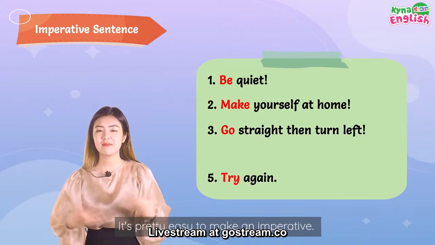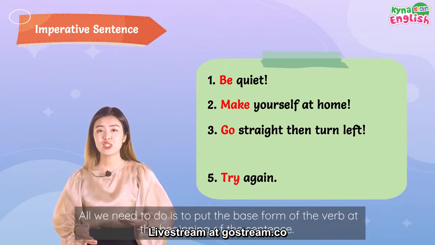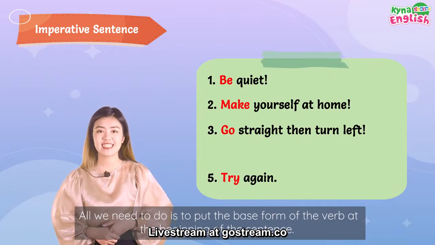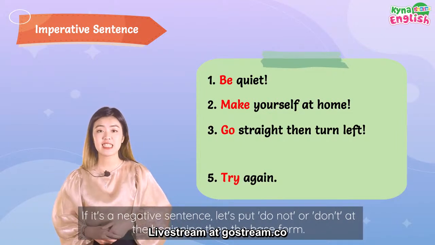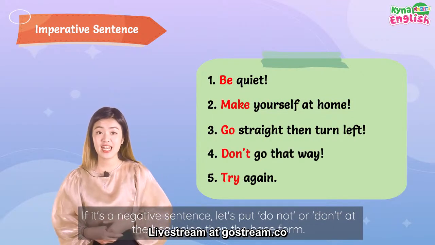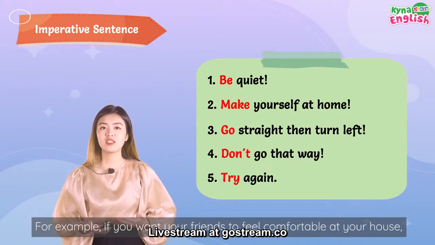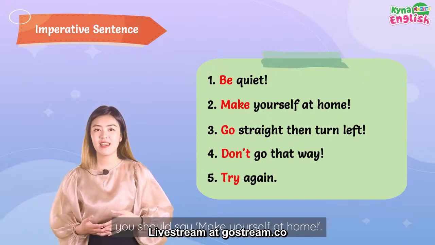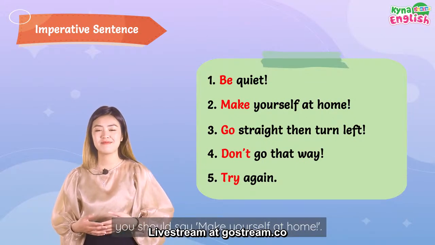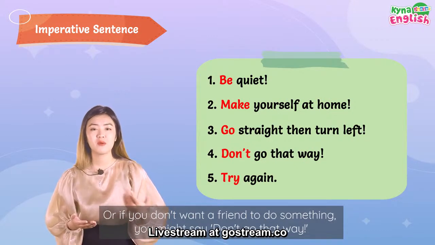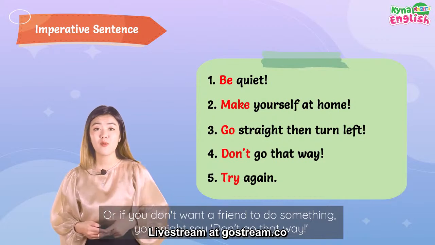It's pretty easy to make an imperative. All we need to do is put the base form of the verb at the beginning of the sentence. If it's a negative sentence, let's put do not or don't at the beginning, then the base form. For example, if you want your friends to feel comfortable at your house, you should say, make yourself at home. Or if you don't want a friend to do something, you might say, don't go that way.